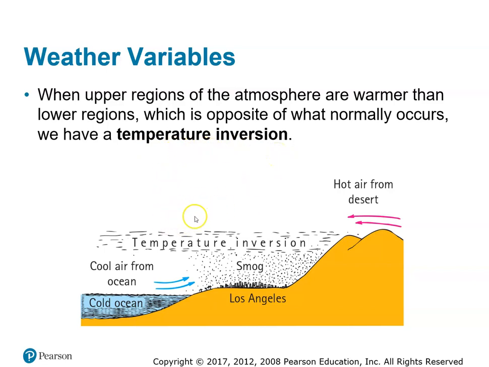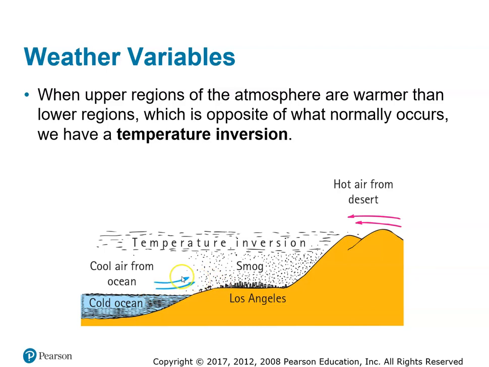There's a really good example of this, and this is why Los Angeles has all this smog, besides the fact that it has a bunch of people driving around in cars, one of the most populous cities on the planet. What happens is you have the Mojave Desert, and so you have hot air passing from the mountains over Los Angeles, and then you have cooler air from the ocean, because Los Angeles is right on the Pacific Ocean.